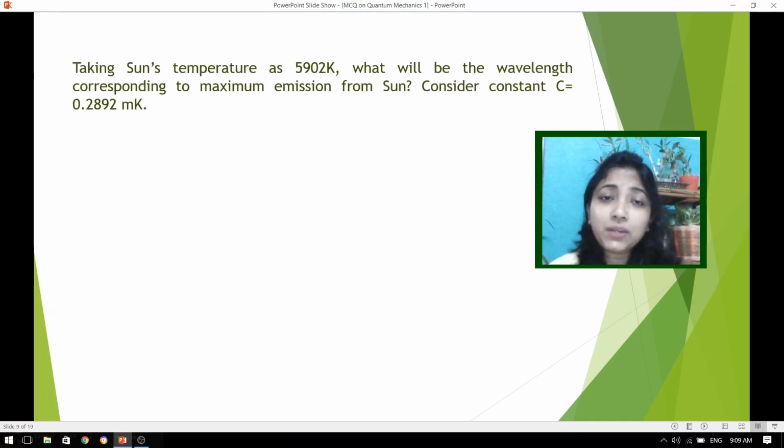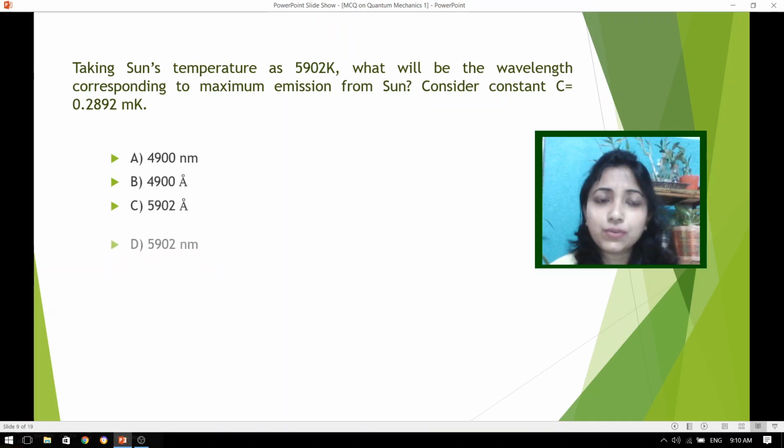Taking sun's temperature as 5902 Kelvin, what will be the wavelength corresponding to maximum emission from the sun? Consider constant C is equal to 0.2892 meter Kelvin. Now students, once again see there is a question where we have mentioned the sun's temperature as well as the wavelength corresponding to maximum emission. Let us have this in our minds. Let us see the options. There are 4 options which are given to us as usual.